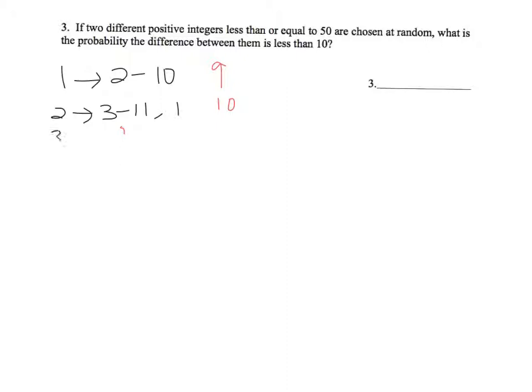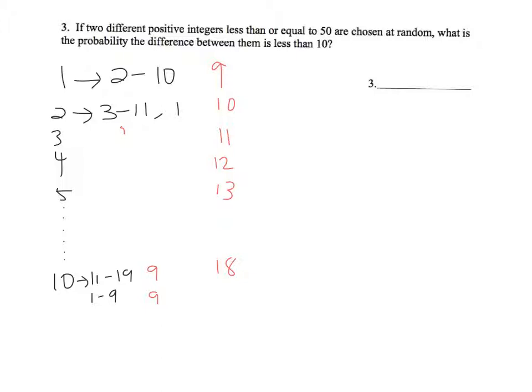So I'm going to have 3, 4, 5, all the way up to 10. For 3, there's going to be 11. For 4, there's going to be 12. For 5, there's going to be 13. And all the way up for 10, there's going to be 18. So for 10, I'm going to have the numbers 11 through 19. And then I'm also going to have 1 through 9. So for 11 through 19, there's going to be 9 possibilities. 1 through 9, there's also going to be 9 possibilities.